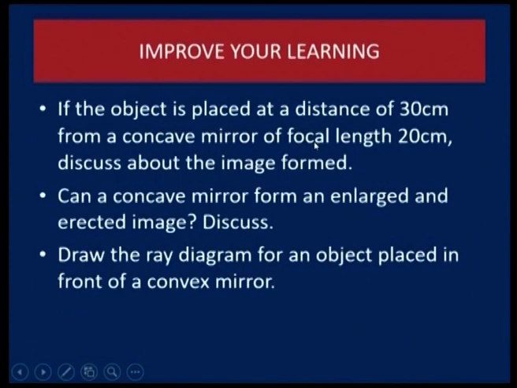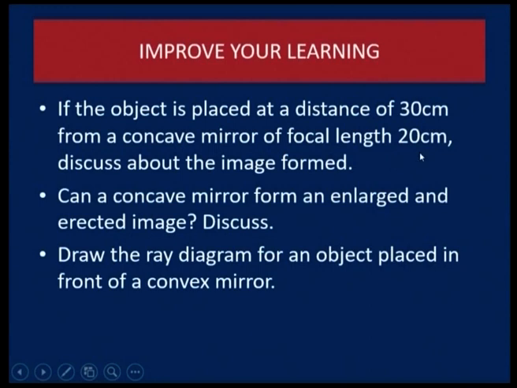Here is a small question, children, for you to think. It is not a problem, though I have given the numbers. If the object is placed at a distance of 30 centimeters from a concave mirror of focal length 20 centimeters, then discuss the image formed. Object distance is given as 30 centimeters and the focal length is given as 20 centimeters. You have to discuss the image formed.